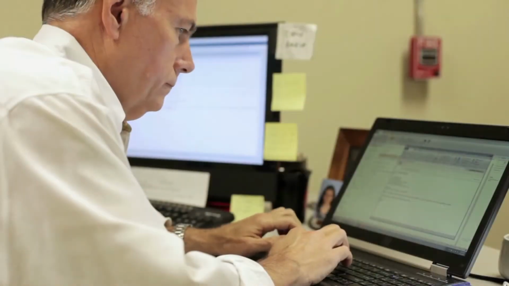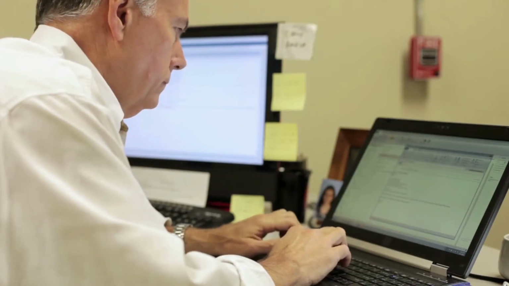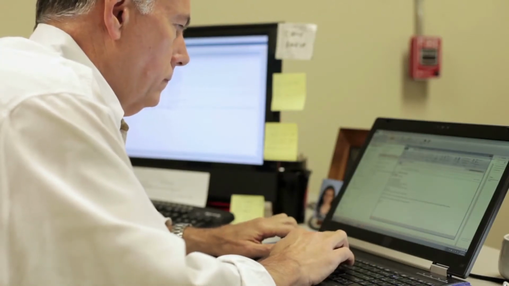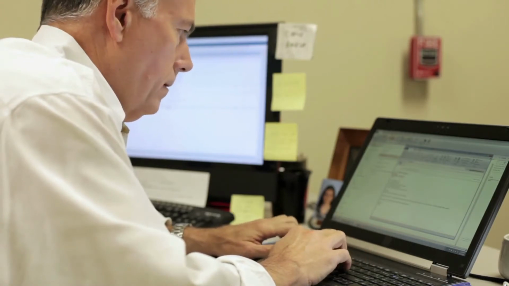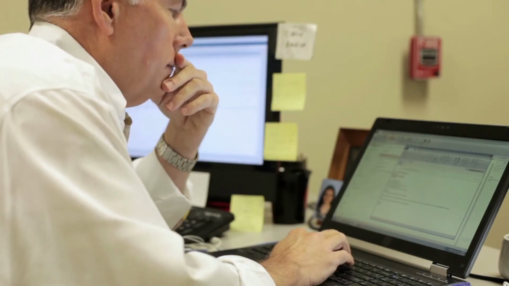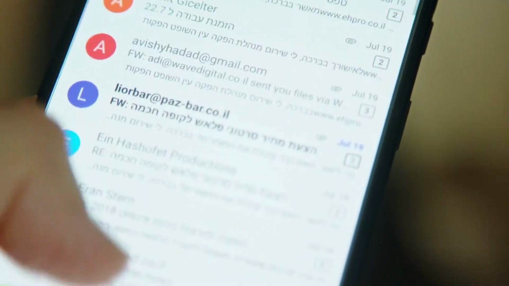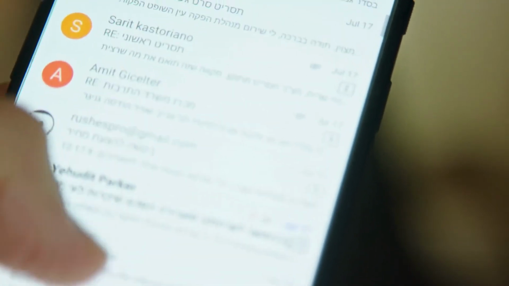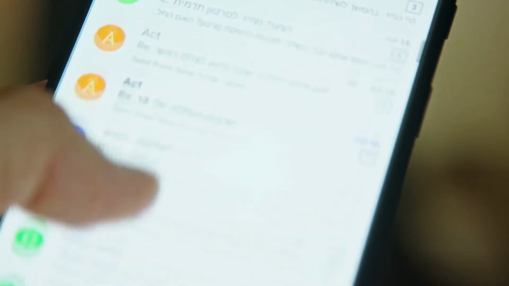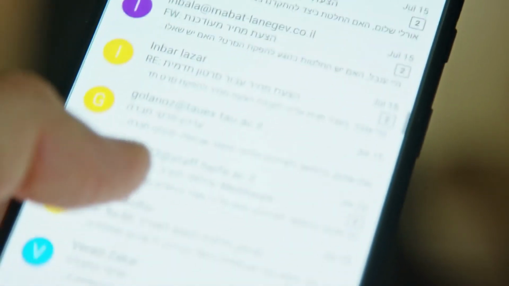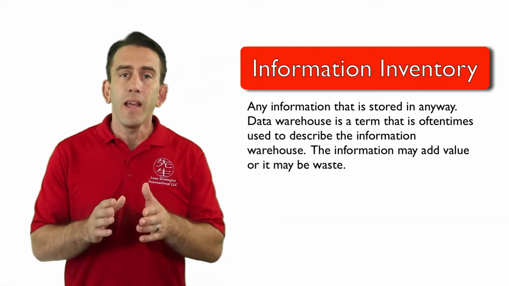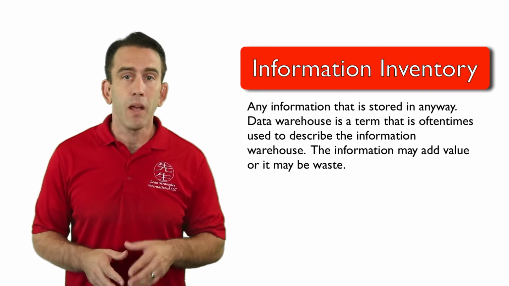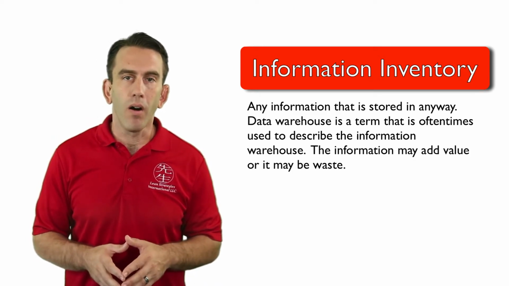Now let's look at an example of information inventory. One of the most common examples is email. Your inbox acts as a warehouse for all that information. Many people keep everything in their inbox, causing searches to return 1 million items, digging through folders, and tons of looking to occur before you can actually find what you need. This is information inventory. It takes up space, consumes time, and much of it adds no value at all.